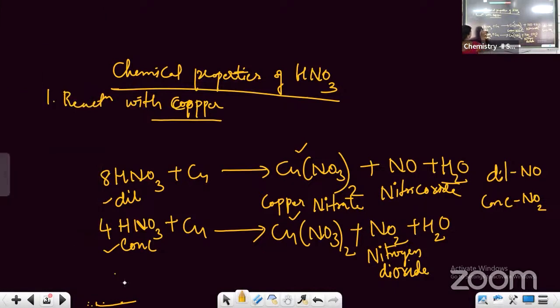Okay, here also you can remember the ratio of HNO3, dilute and concentrated, 8:4. This is 8, this is 4. If you remember one thing, you can balance the rest. So this is 8 HNO3. Try to balance it.